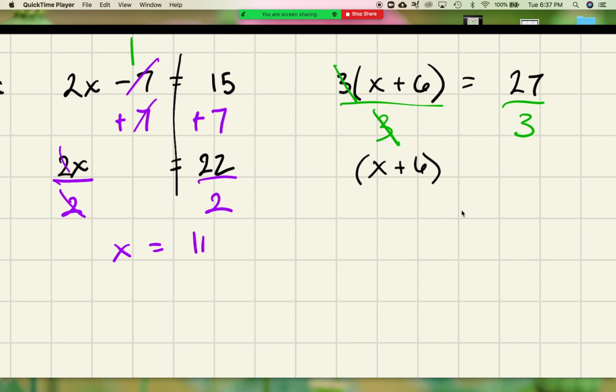You could write it in parentheses still, but now there's nothing on the outside, so the parentheses don't do anything. It's gone. So that doesn't matter. And then 27 divided by 3 is 9. And now it's, again, just a one-step equation. So you do the first step, and then it's the same as before.